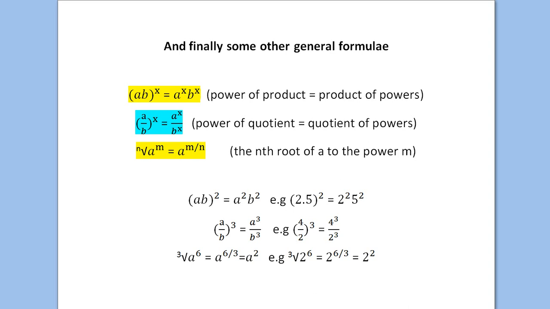Then the cube root of a to the power of 6 is the same as a to the power of 6 over 3, which is a squared. Example, the cube root of 2 to the 6. 2 to the 6 is 64. When you take the cube root of 64, you get 4. Now we're saying that's equal to 2 to the 6 over 3. Well, 2 to the 6 over 3 is just 2 squared, which is also 4. So that verifies those results.